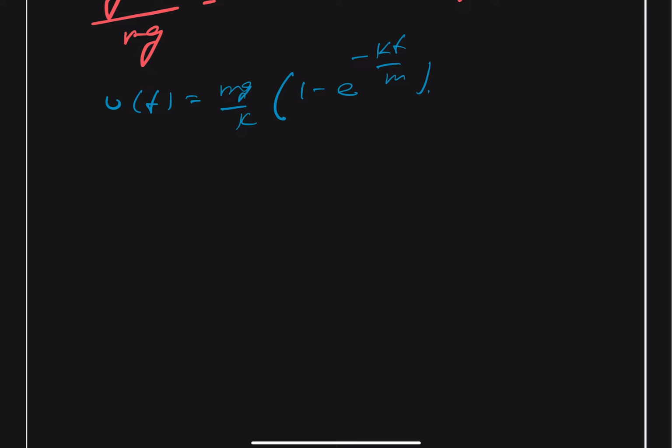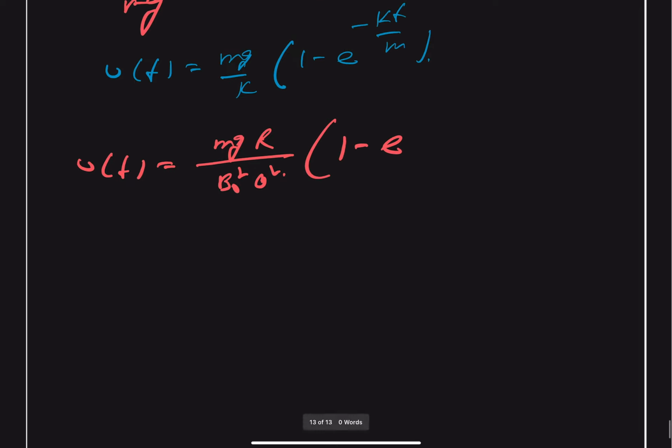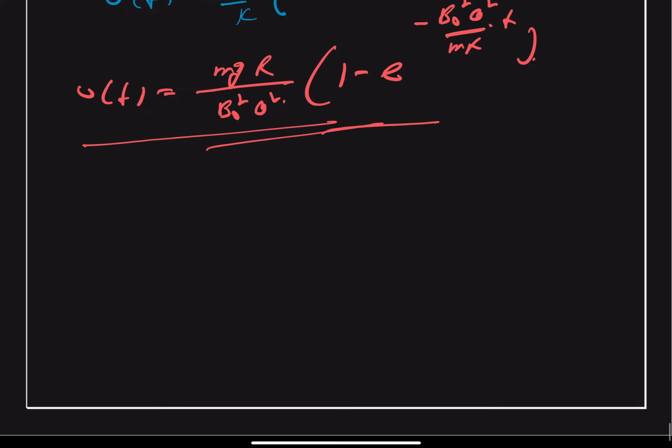Now we simply substitute the value of the equation for k, and we can write this as our vt is equal to mgR upon B naught square A square, times 1 minus e to the power minus B naught square A square upon mR multiplied by t. So this is the equation for velocity, and finally we can find out the terminal velocity.